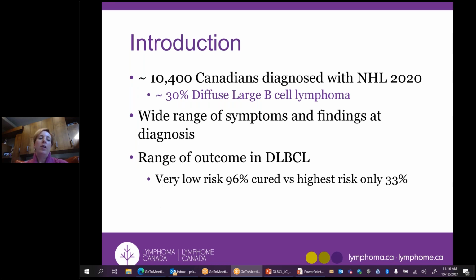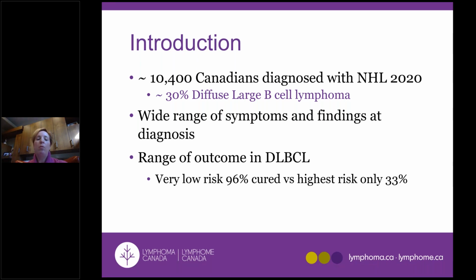So as an introduction, about 10,400 patients in Canada are diagnosed with non-Hodgkin lymphoma every year, as of 2020. And 30% of these new diagnoses are diffuse large B-cell lymphoma. This is the most common subtype of lymphoma. Diffuse large B-cell lymphoma has a very wide range of symptoms and findings at time of diagnosis. And similarly, it has a very wide range of outcomes. We can see people with very low risk disease that have a very high probability of cure, as well as those with high risk disease with a much lower probability of cure.